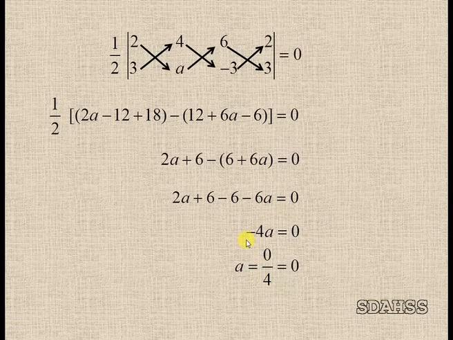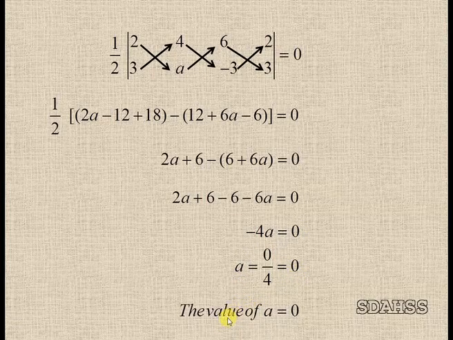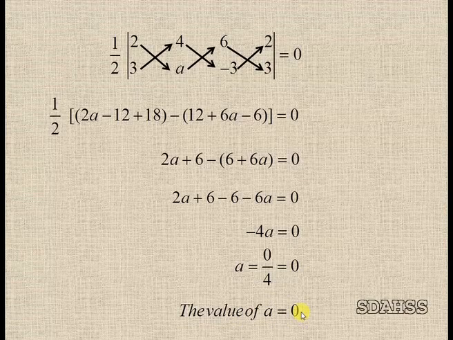Before that, multiply the minus sign, so it becomes positive. Here 0 is neither negative nor positive, so A is equal to 0 by 4. 0 by 4 means 0. The value of A is equal to 0.